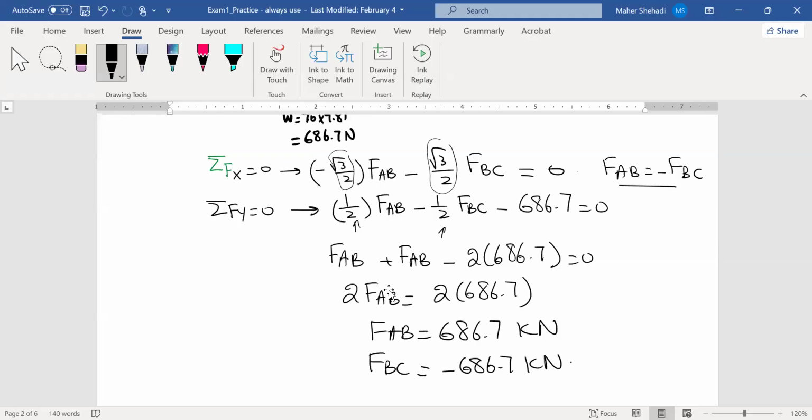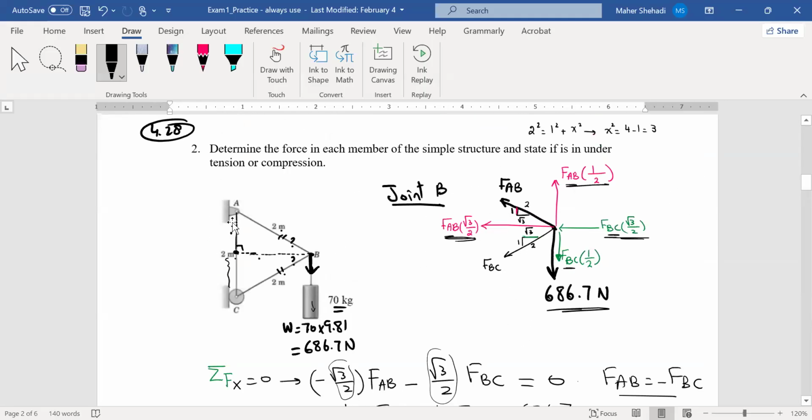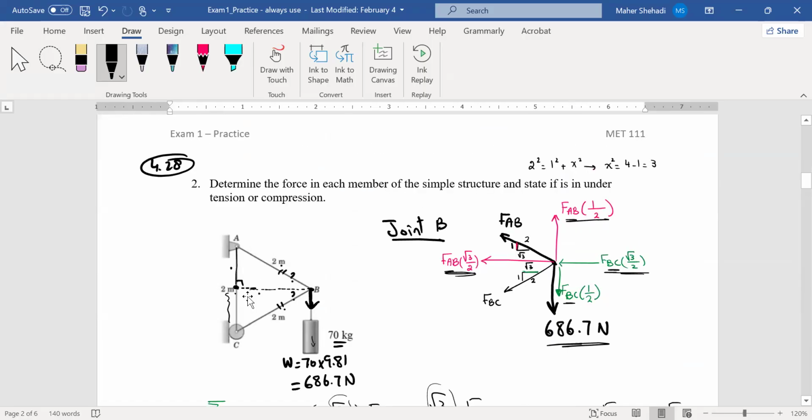Okay, now let's check. We have this one as well. Do we need to solve for that? What do they ask? Find the force in each member of the simple structure and state if it's under tension or compression. We're gonna ignore that. We'll do that in trusses, to check if it's tension or compression. But either way, since it's like pulling out, it's tension if it's positive.